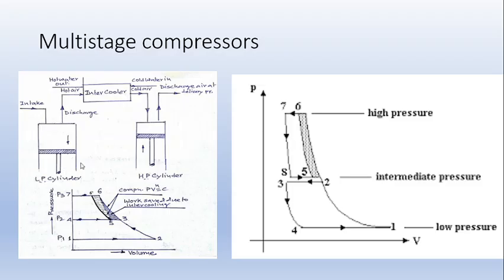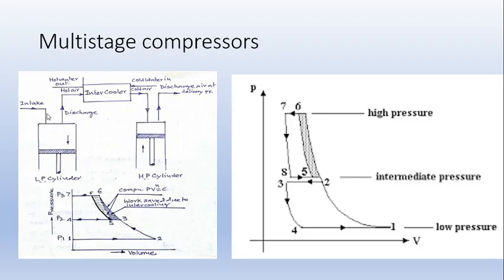Now here, this figure shows a schematic arrangement of a two-stage reciprocating air compressor. This is called the low pressure cylinder or LP cylinder. This is called the high pressure cylinder or HP cylinder. In between these two cylinders there is an intercooler which is used to cool the hot air coming out of the LP cylinder, and it is fed to the high pressure cylinder.